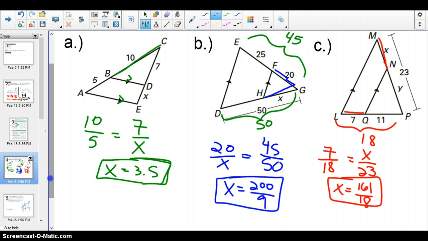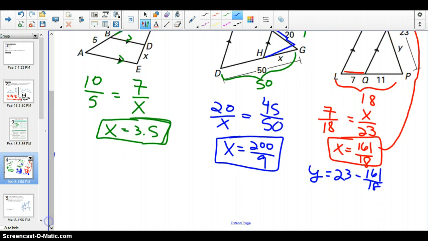Now in the problem they want you to find the value of all the variables, so we're actually going to have to put x back in here. We know that whole length MP is 23. So to find y, we're going to need to just do a little bit more math. So y is 23 minus 161 over 18, which is 253 over 18.